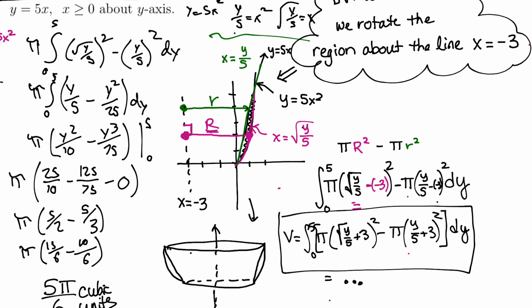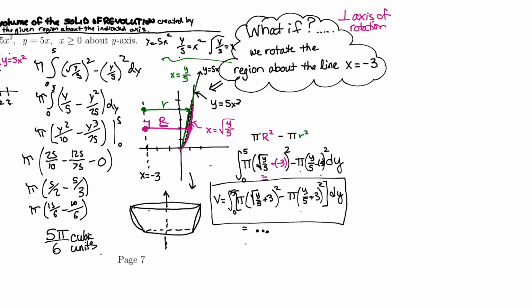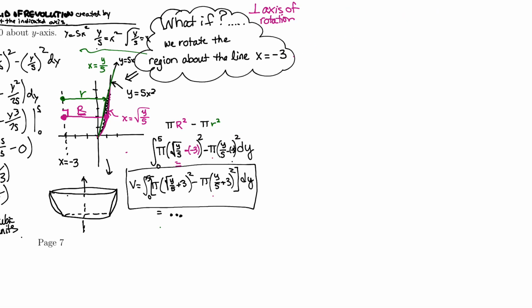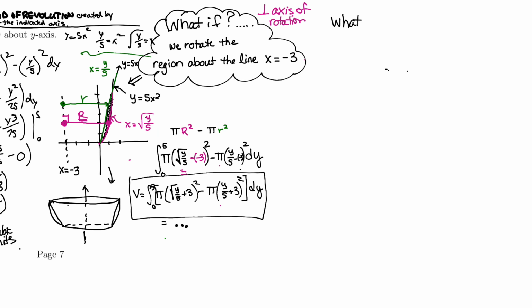Same shape. Go about the line y equals 7. Okay? Same shape again. So another what if? So what if we rotate the same region about the line y equals 7? This will be the last what if, and then I'm going to give you guys some practice problems. So what if we rotate this region about the line y equals 7?